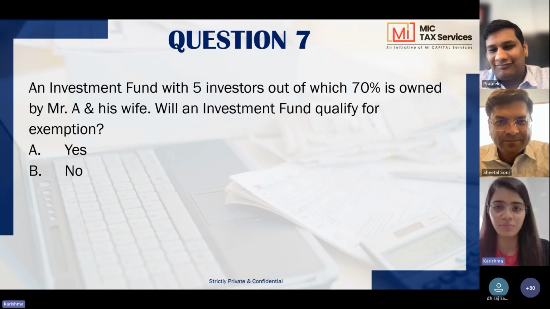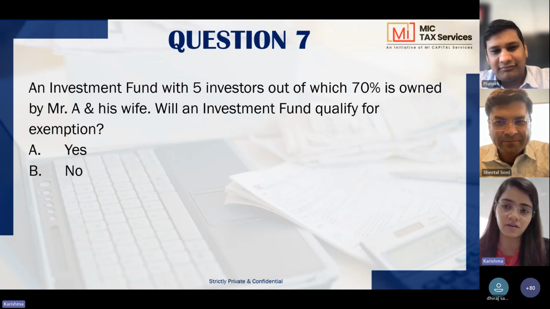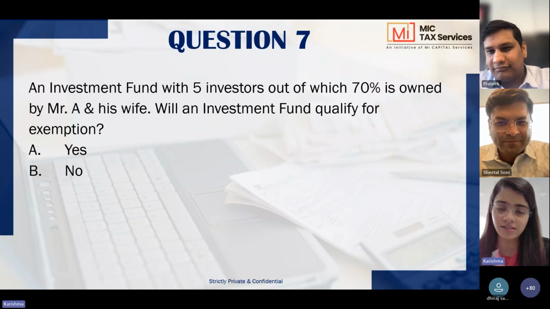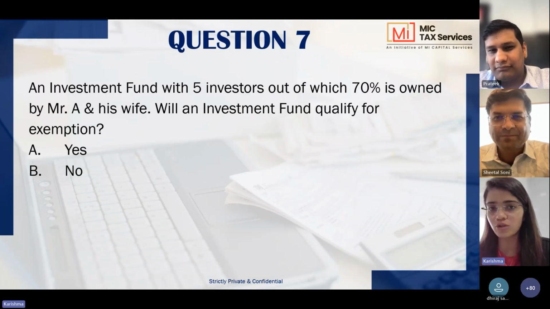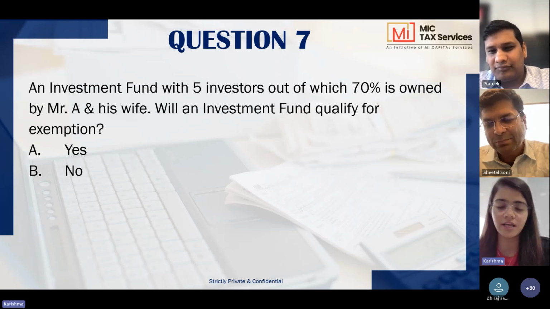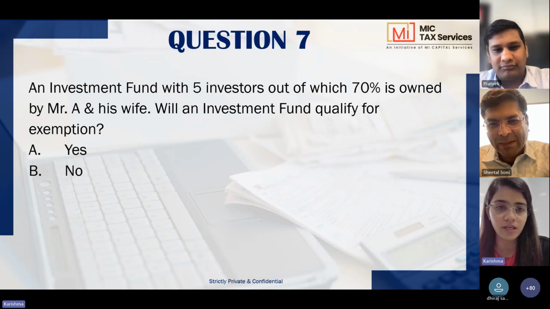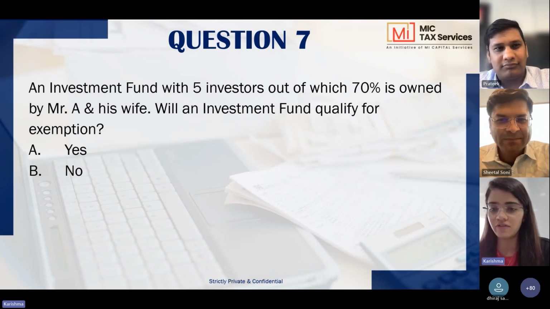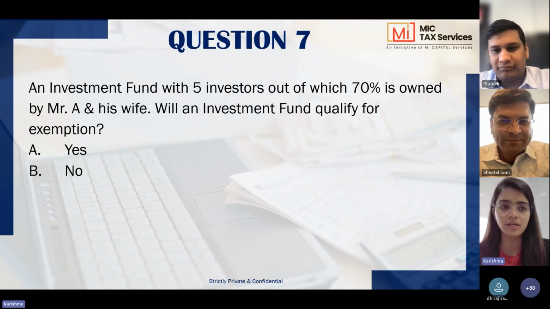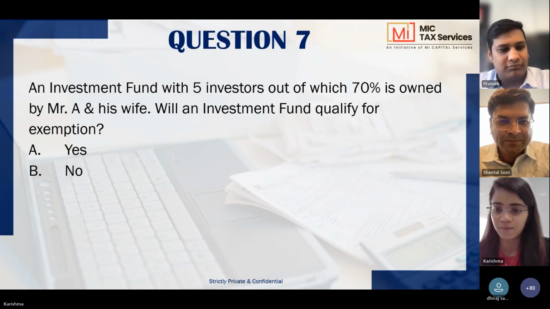So hopefully based on the explanation given earlier by Pratik sir, some criteria are given for investors for more than 10 or less than 10. If these conditions are fulfilled, then only the investment fund would qualify for exemption. So what do you think about this investment fund, which has 5 investors and 70% is owned by just Mr. A and his wife? Will that fund qualify for exemption?